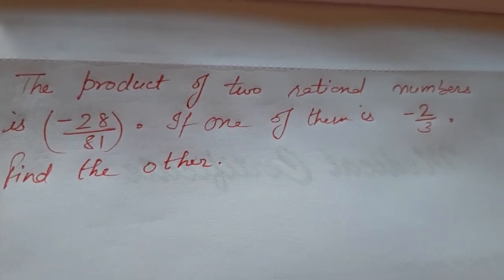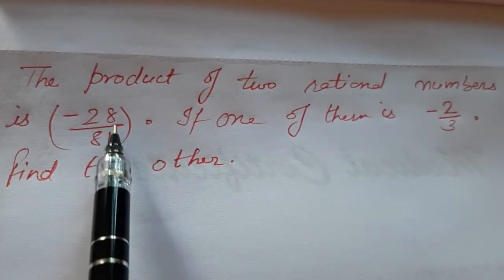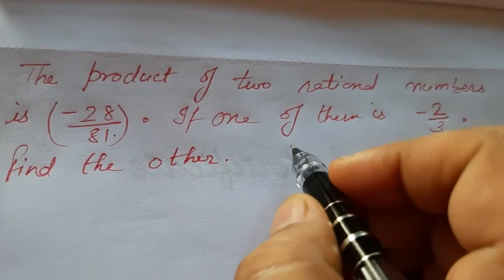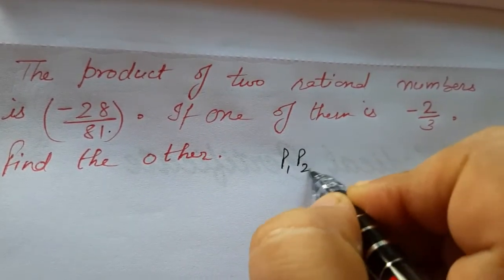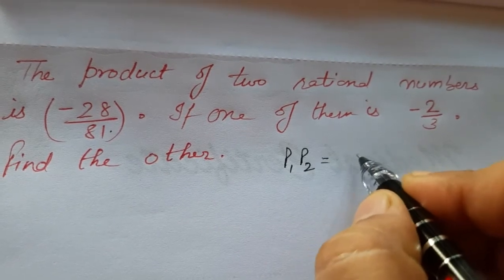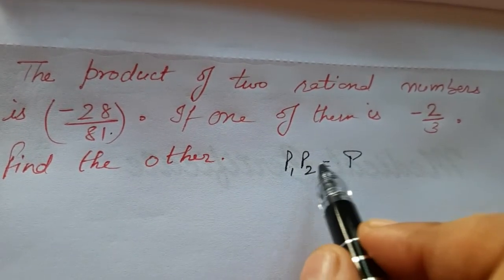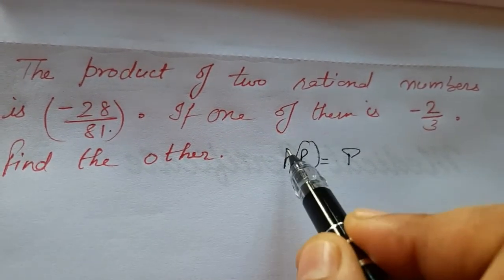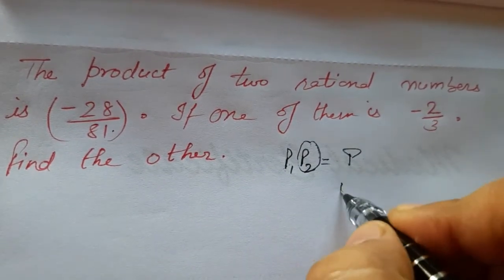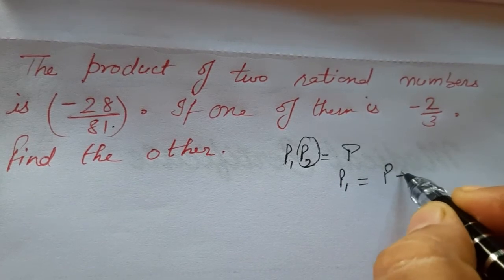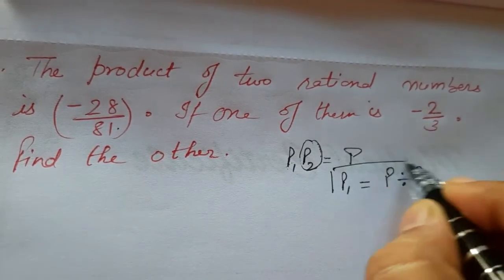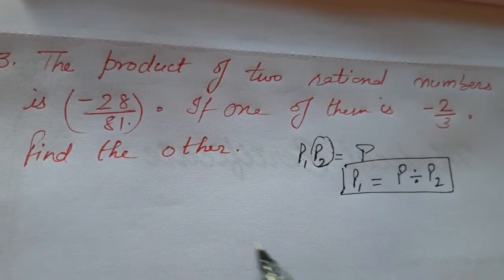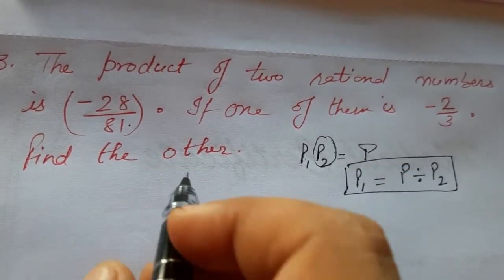Next is the product of two rational numbers is given, that is minus 28 by 81. If one of them is minus 2 by 3, then find the other. We know the product of two numbers. Suppose P1 and P2 are the two numbers. The product of two numbers is given, that is suppose P, and one number is given here. One number is minus 2 by 3, so we have to find the other one. Suppose P2 we know and we want to find out P1. So to find out P1, what we have to do, we have to divide P by P2. So this way we will find it out. As we are doing the same in the numbers, so we will do the same in the rational numbers also.